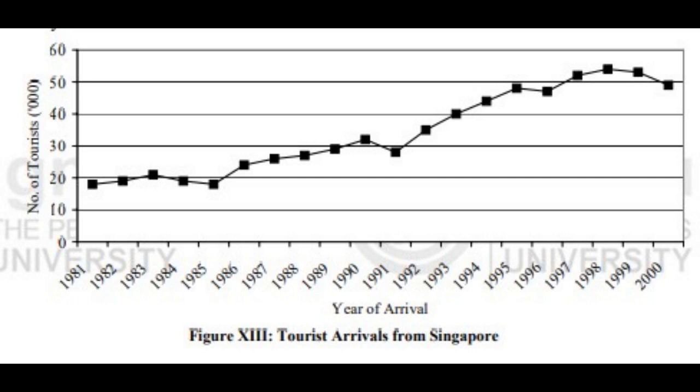Figure 13. Tourist arrivals from Singapore. Look at the screen. The contribution of tourists with Singapore nationality to the total tourist arrivals in India was 2.3% in 2000. The predominant mode of transport was air, constituting about 99.9% of the total tourist arrivals. Remaining tourists came through land routes. The male tourists constituted 55.2% of the total in 2000.